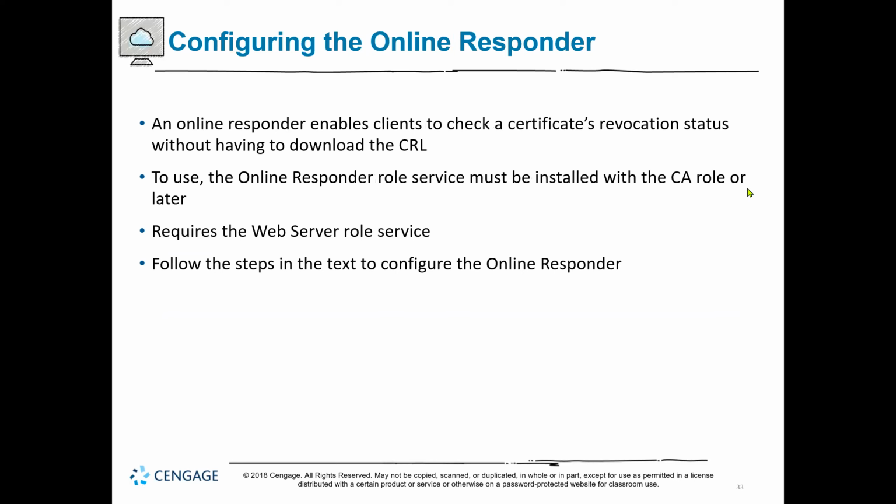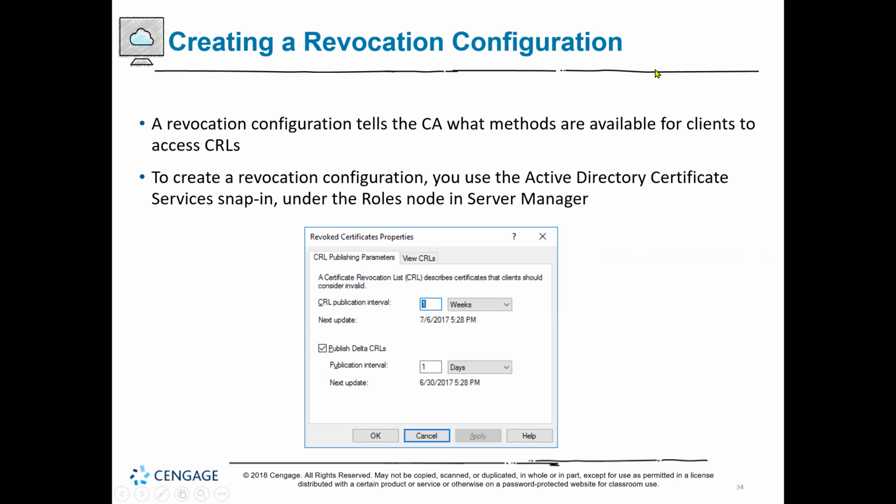Configuring online responder. An online responder enables a client to check the certificate's revocation status without having to download the CRL. To use the online responder, the role service must be installed with the CA role or later, and it requires the web server role service. Then follow the steps in your text for online responder.